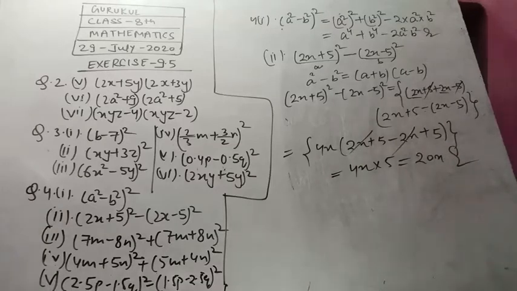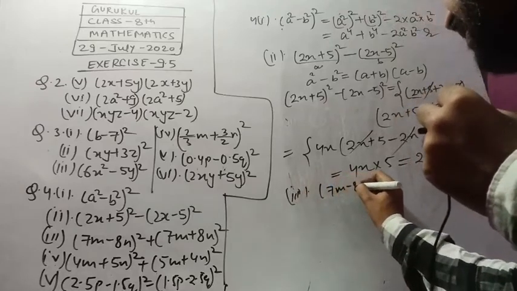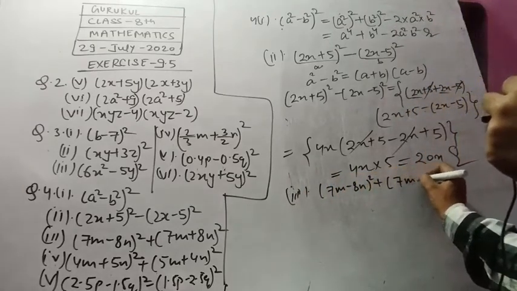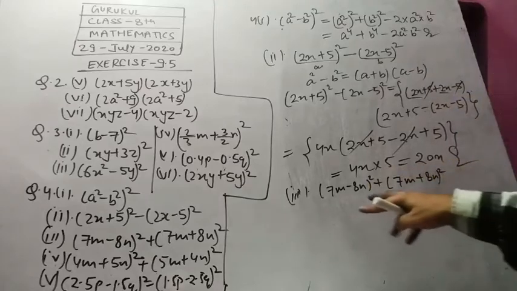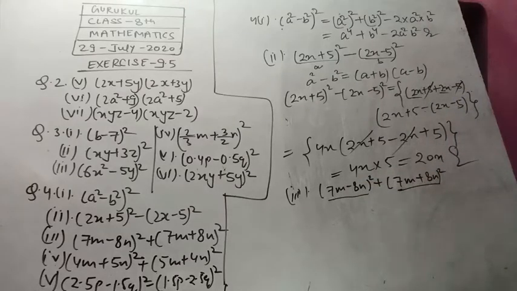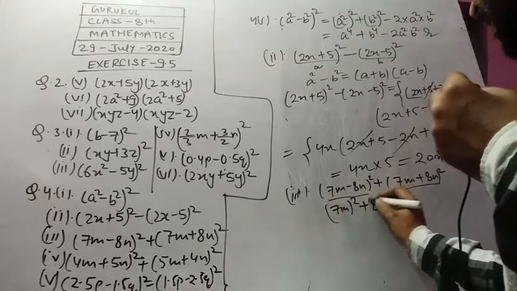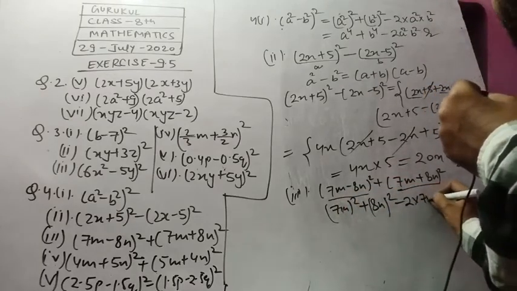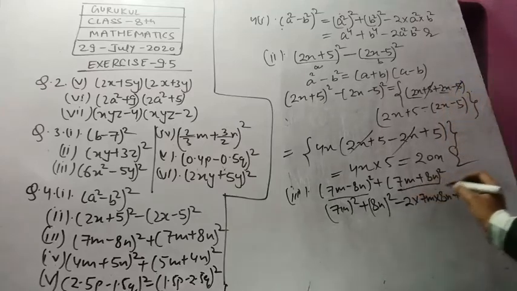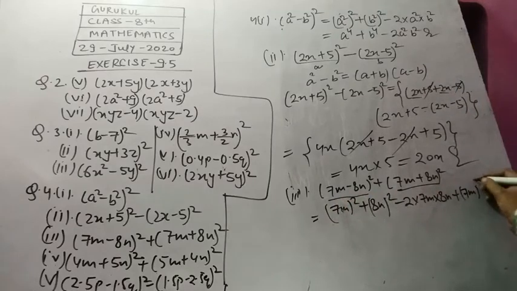So students, let us solve the third part. (7m − 8n)² + (7m + 8n)². We can apply the identities separately. Here a − b whole square, here a + b whole square. So (a − b)² is a² plus b² minus 2 into first term into second term. Here (a + b)² will be first term square plus second term square, then plus 2 into first term into second term.